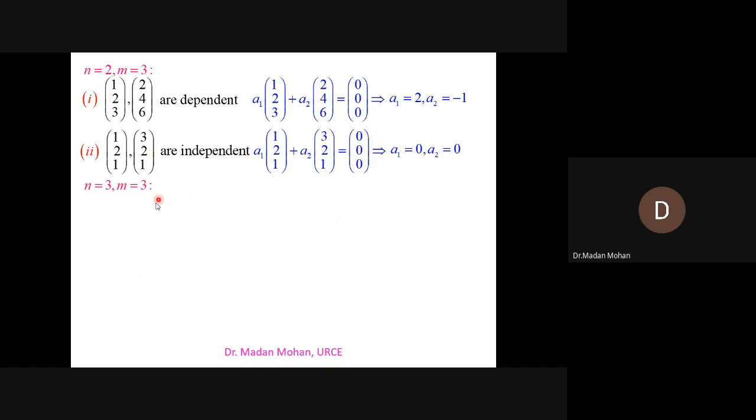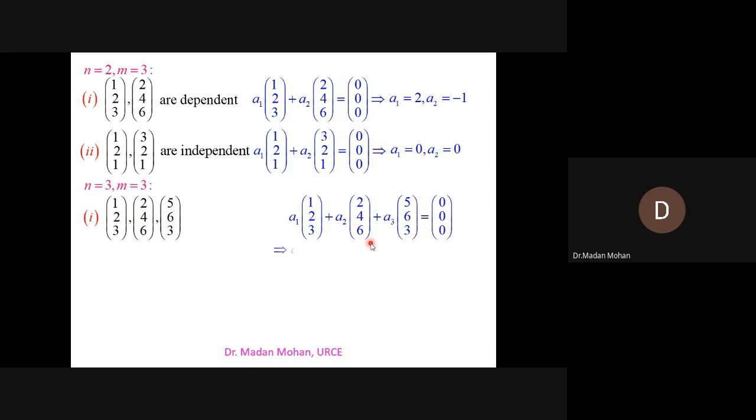Now, n equal 3, m equal 3. I am taking three vectors, each of dimension 3. Example: (1, 2, 3), (2, 4, 6), (5, 6, 3). Now tell me, dependent or independent? You can easily tell. Dependent, because the second vector depends on the first. It is a scalar multiple. If you are able to find at least one dependent pair, it is automatically dependent. Here A1 value 2, A2 is -1, because 2 times this is this, and A3 you can take 0, no problem. Already (1, 2, 3) and (2, 4, 6) are dependent, so automatically this set is dependent.